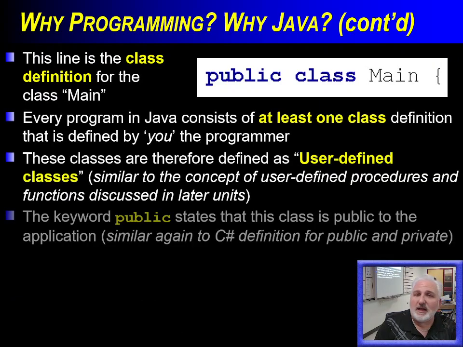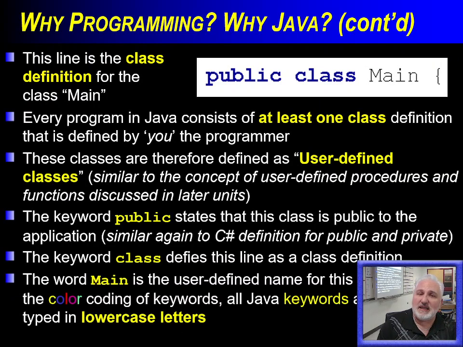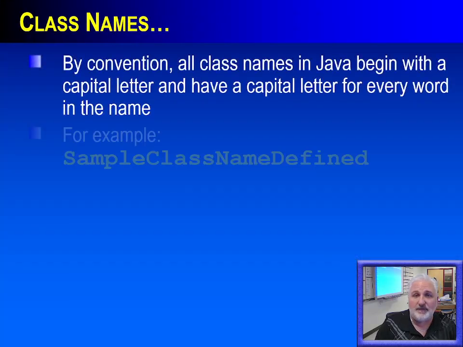The class line defines the class. Every Java file will have at least one class definition defined by you. These are user-defined classes. The keyword public is basically a version of encapsulation that we'll cover in later content. There's some color coding done by most IDEs, including NetBeans and Visual Studio, to help you identify specific keywords and their effect on the program itself.